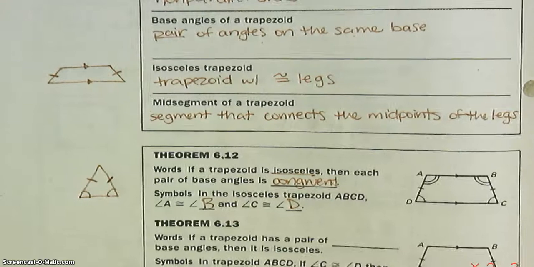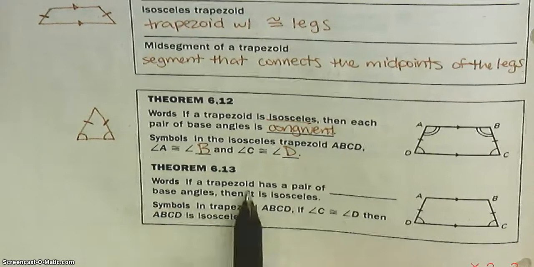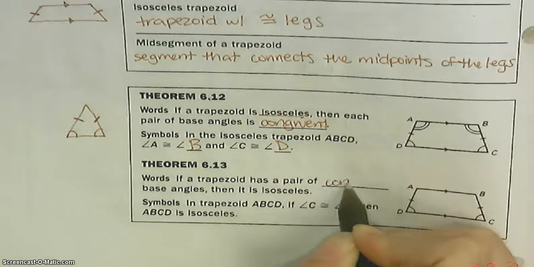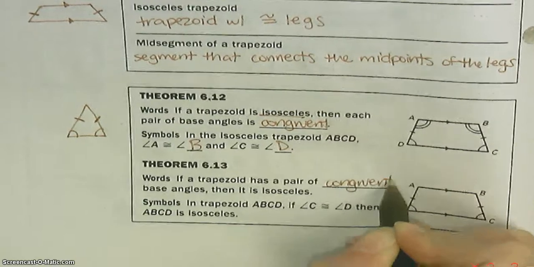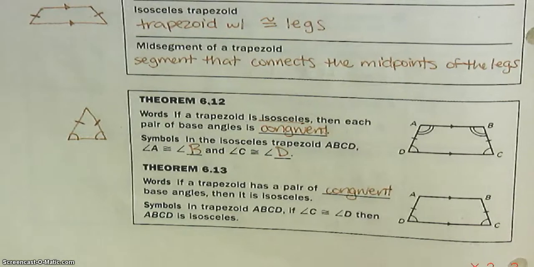And then the opposite, or the converse, is also true. If a trapezoid has a pair of congruent base angles, then you know it's isosceles. So if you see this, you know the legs are equal.